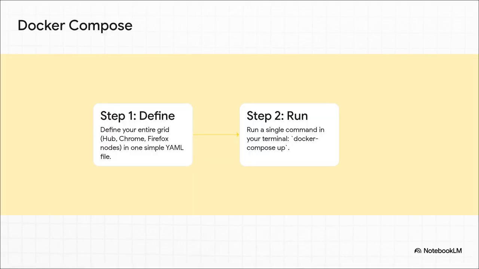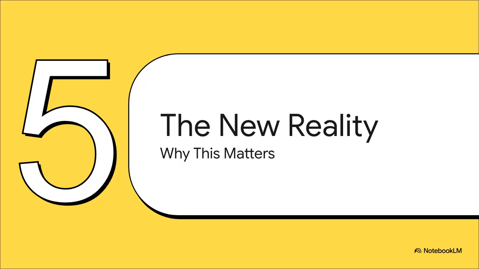This little file, it's the key to everything. Seriously, the process is beautiful. Step 1, you just define your entire grid, the hub, the Chrome browser, the Firefox browser, all of it in that one simple file. You just list what you need. Step 2, you go to your terminal and type one single command, docker compose up. And that's it. That is literally it. Docker does the rest. The whole grid just springs to life.